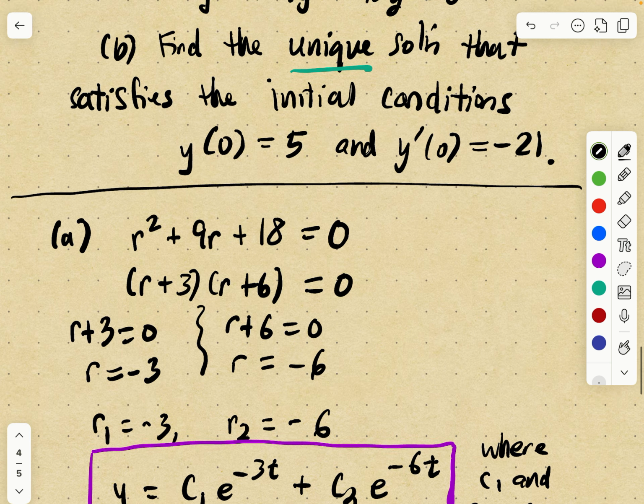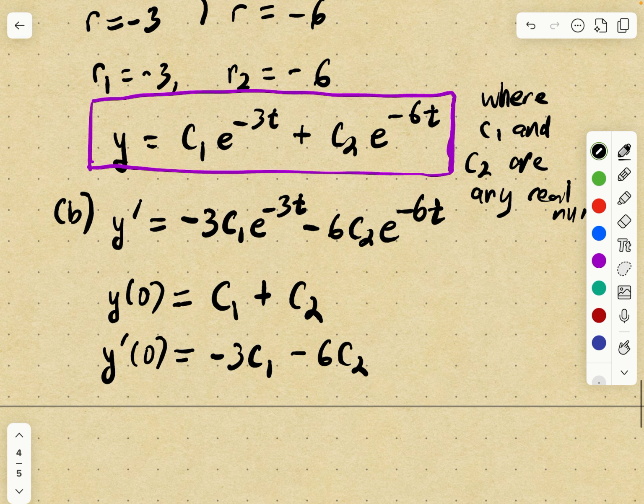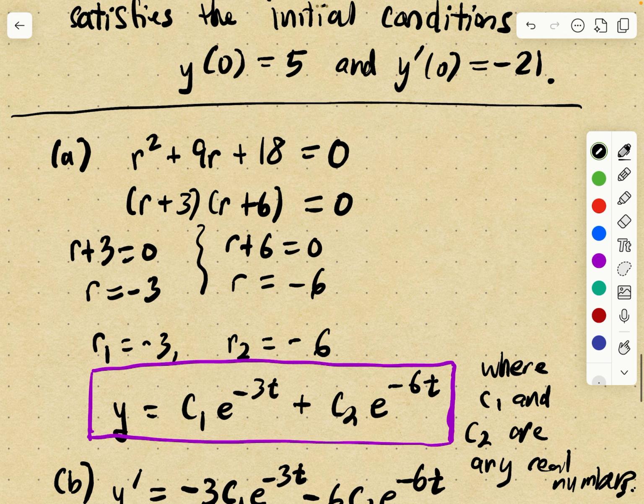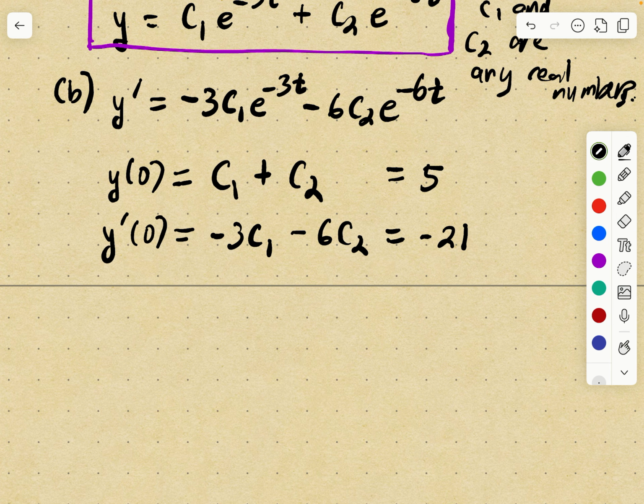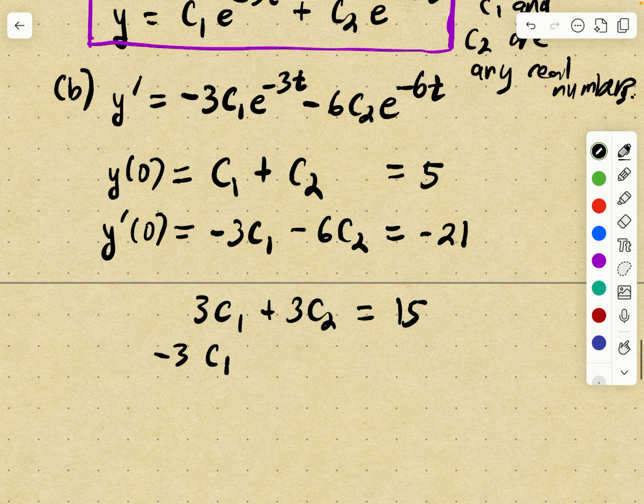We're given that y of 0 has to be 5, so c1 plus c2 is 5. And we're given that y prime of 0 is negative 21, so negative 3 c1 minus 6 c2 is negative 21. Now we have to solve for c1 and c2. You need to do a little algebra here. The first thing we could do is multiply the top equation by 3. So 3c1 plus 3c2 is 15, and negative 3c1 minus 6c2 is negative 21.